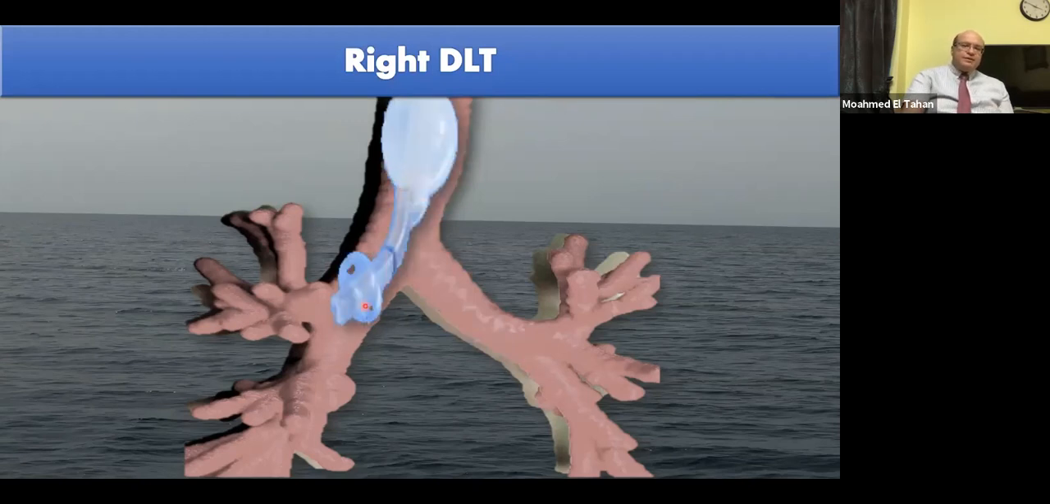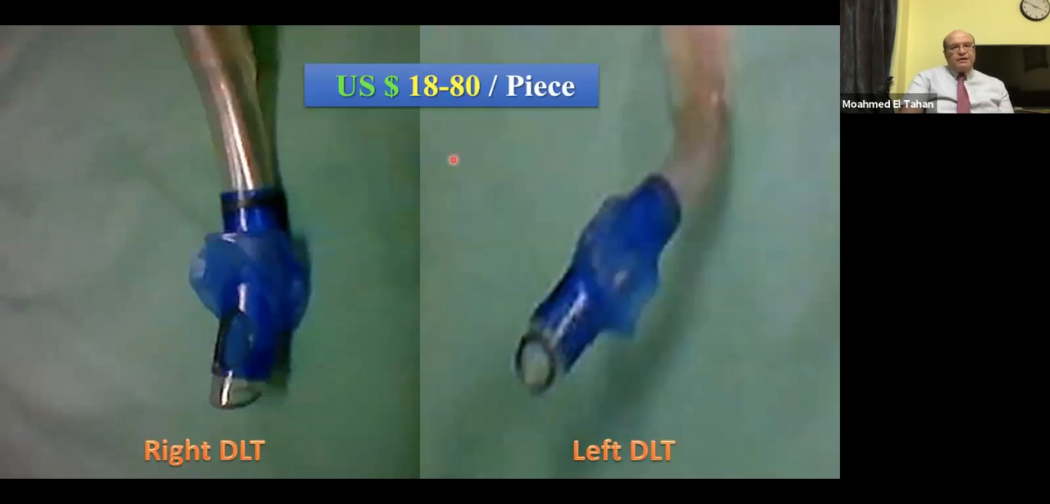Right side tube. The tube is placed on the right side. You have to take care not to occlude the entrance of the right upper lobe, as I explained earlier. The price varies according to the country between the left and right double-lumen tubes. The right double-lumen tube has a uniquely shaped cuff and a slot here for ventilating the right upper lobe. The left double-lumen tube is longer and steeper, the cuff is spherical, and there is no slot here.